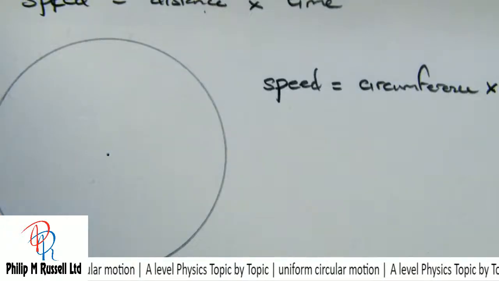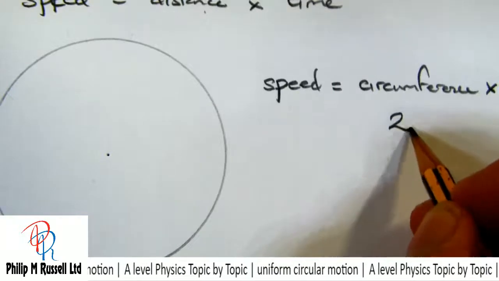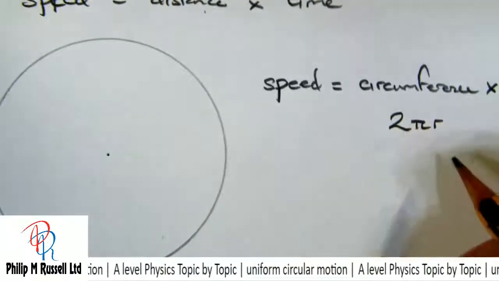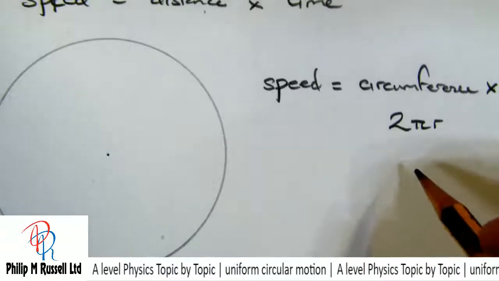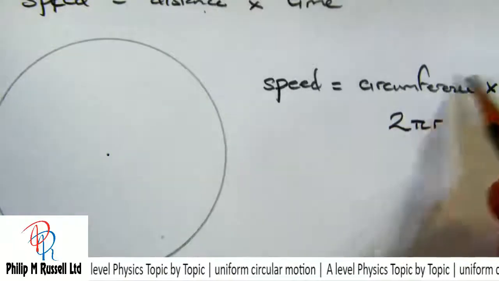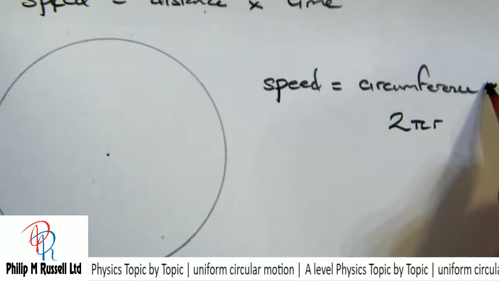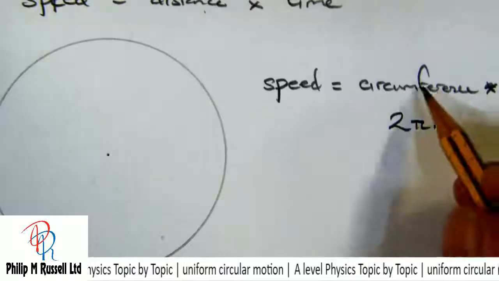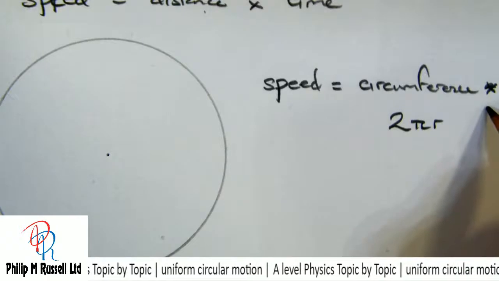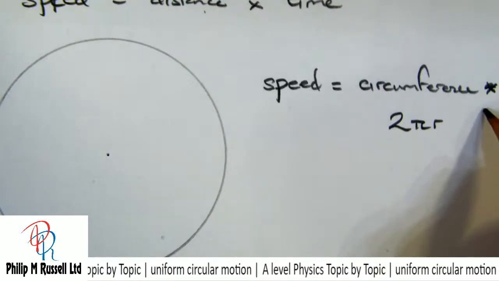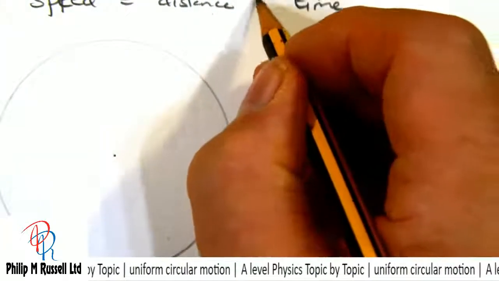Well, what is my circumference? Well, we know that's going to be 2 pi r, and here this is going to be circumference divided by time, wasn't it? So the speed is going to be my distance divided by time. I don't know what I'm doing.